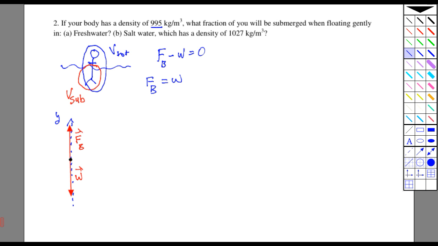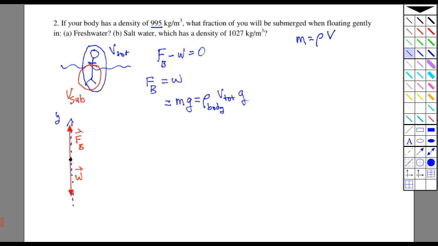So the buoyancy force, well, there's one thing we have to note, and that is that mass can be found from the volume of an object and its density. So mass is equal to density times volume. So the weight of our person is equal to the mass of our person times the acceleration due to gravity, and we can write this as density of the body times the total volume of the body times g.